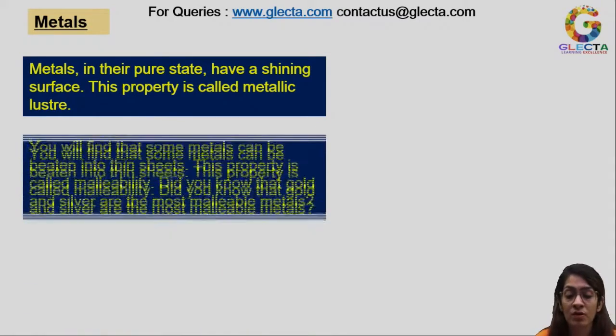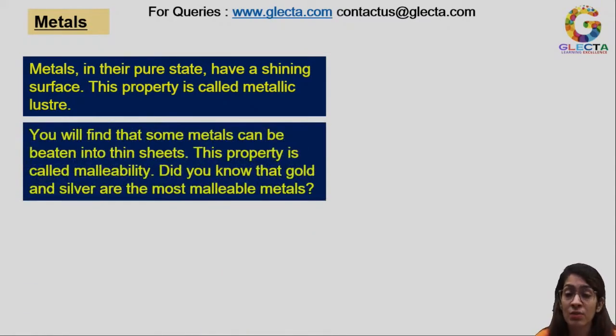Then when we talk about the other property, you will find that some of the metals can be beaten down into thin sheets. This property of the metals to be beaten into thin sheets is called malleability. Do you know that gold and silver are the most malleable metals? As you know, gold and silver are widely used in our day-to-day lives to form many of the articles that we use, and that is why they are quite malleable. That means they can be beaten down into thin sheets.